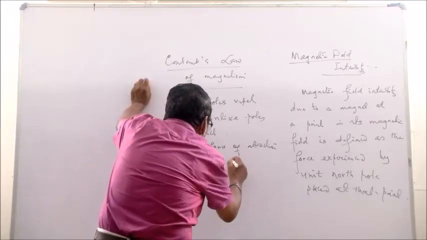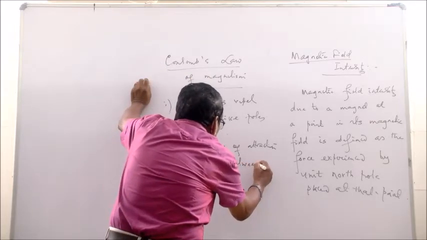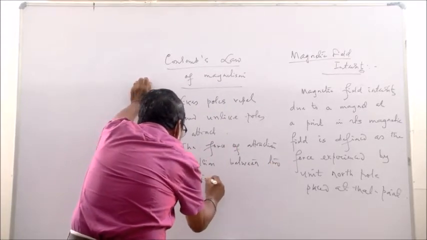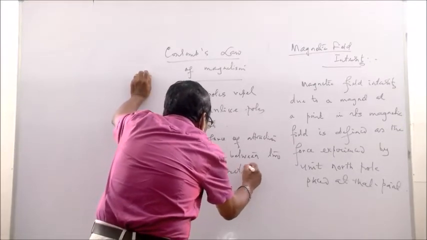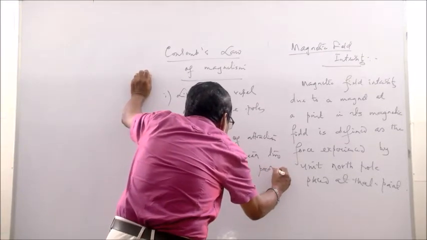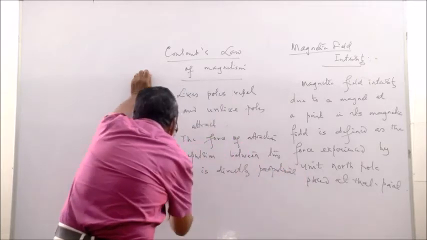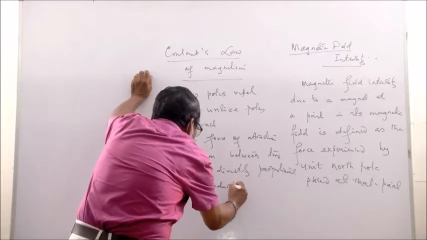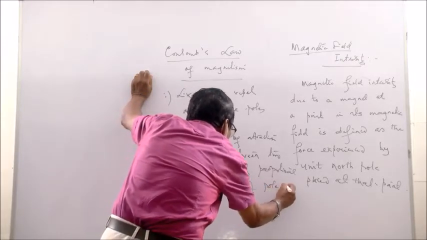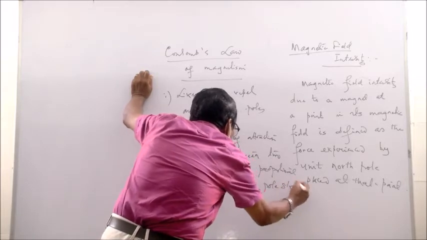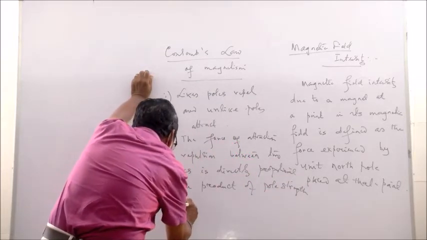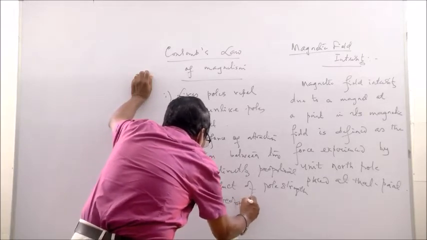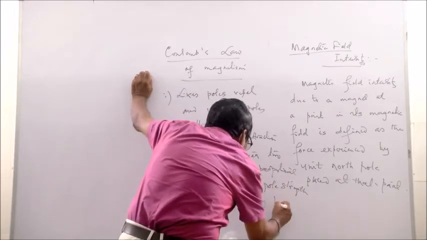The force of attraction and repulsion between two poles is directly proportional to the product of pole strength and inversely proportional to the square of the distance between them.